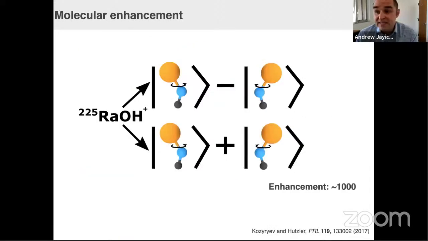Okay, you can go a step further and put the radium atom inside a molecule and utilize all the features of molecules that have had such success with ACME and the ytterbium fluoride and hafnium fluoride plus experiments. This is another parity mixing where you're mixing two opposite parity states to control the electric field inside a molecule and get a factor of roughly 1,000 enhancement compared to an atomic system.